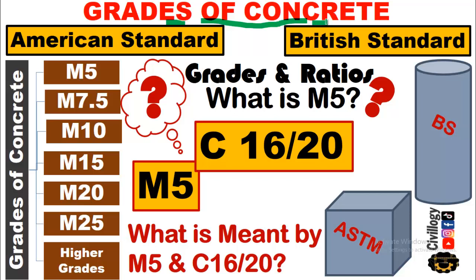Okay, so what does M5 mean? This is the normal question which arises in our mind: what is M and what does 5 mean? Similarly, what is C and what does 16 by 20 mean? So in this video we are going to discuss the American standard and British standard, which categorize the concrete on the basis of their strength.